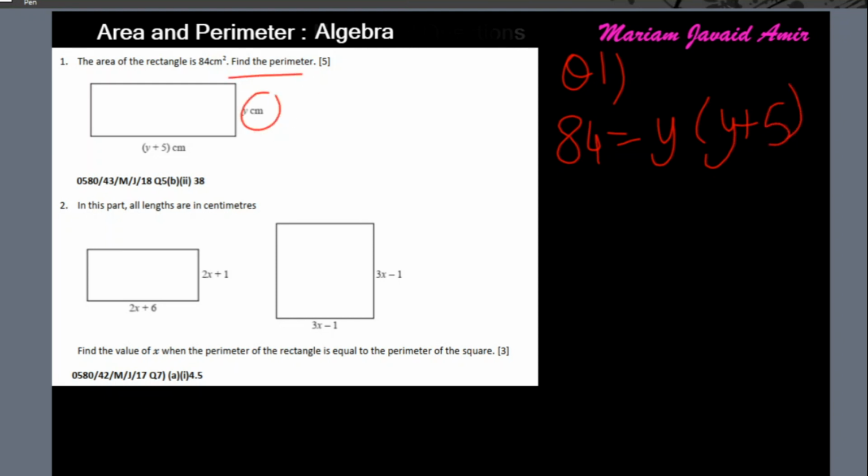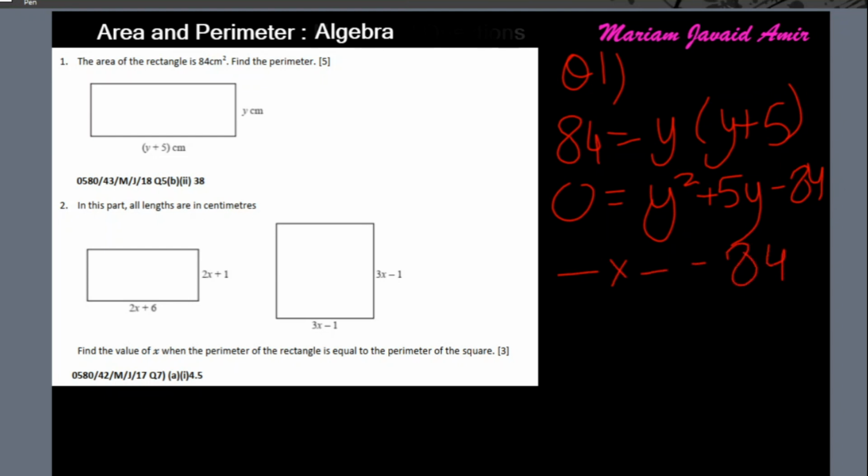So to find the perimeter, we first need the value of y. We'll get that by opening this quadratic equation and rearranging it to y square plus 5y minus 84. Looking for two numbers which when multiplied should give us minus 84 and which when added should give us plus 5. So what would be those two numbers? That would be 12 times 7. So if I write 12 times minus 7, I get minus 84. And if I write 12 plus minus 7, I get 5.